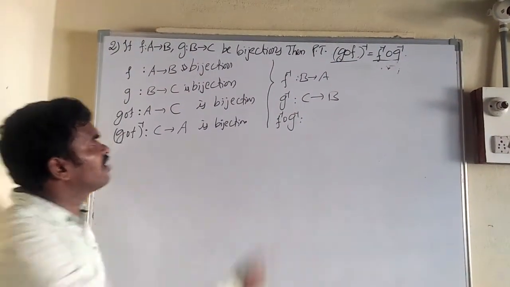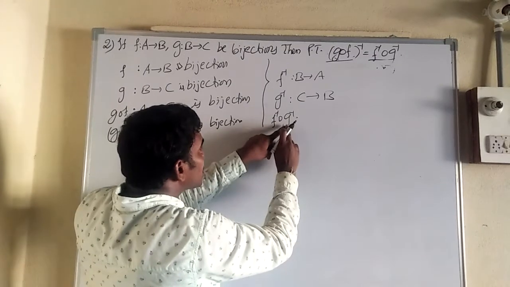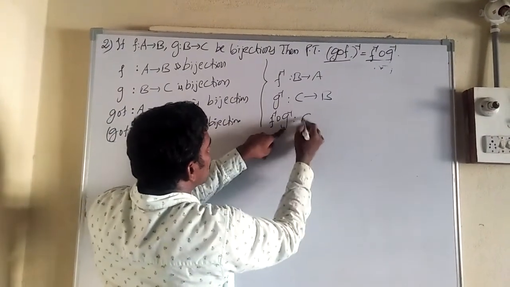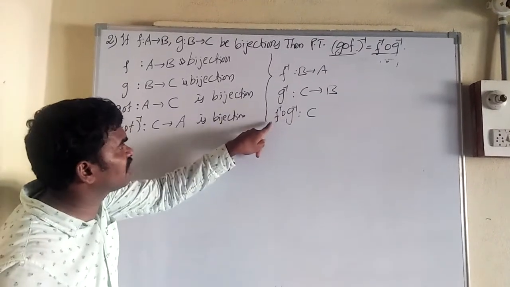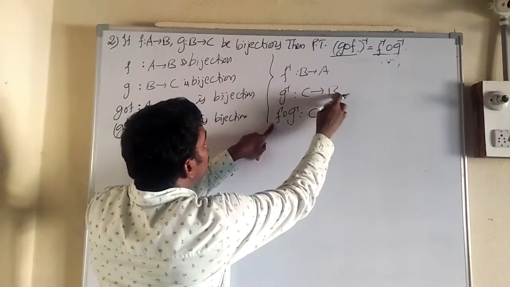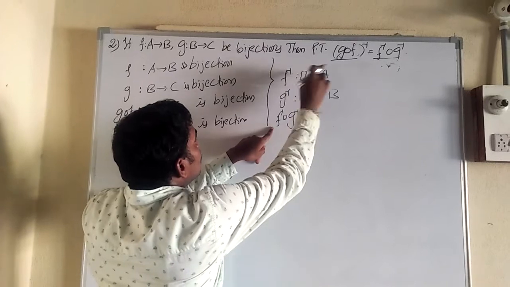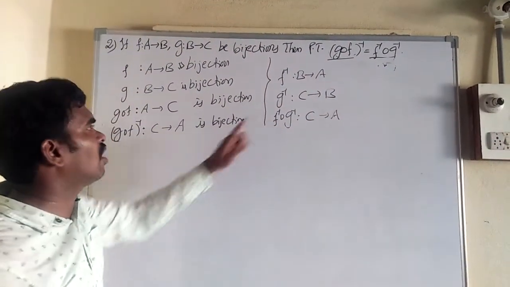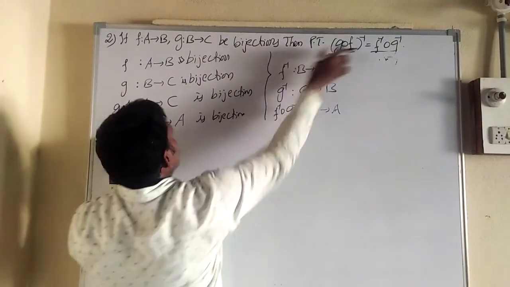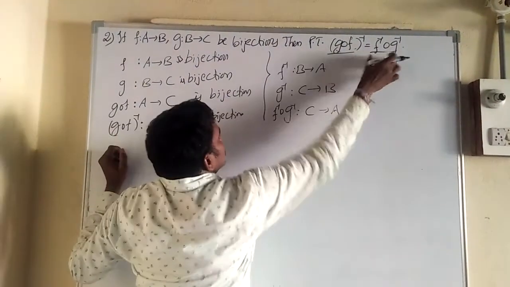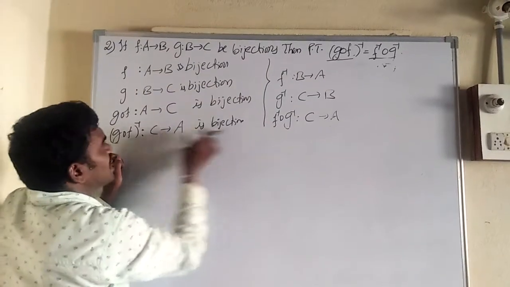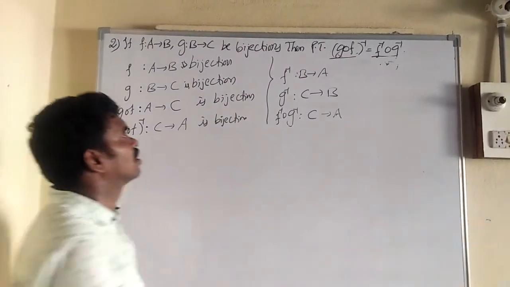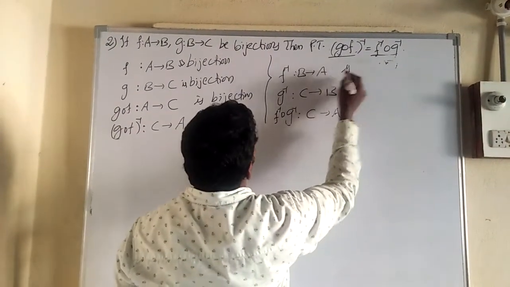Okay? F inverse circle G inverse. So first take G inverse. So what is G inverse? Start from C. Okay, first write down C. Go to F inverse. So C నుంచి B కి వెళ్ళిపోయి B నుంచి మళ్ళీ F inverse లోకి వెళ్తే A కి రీచ్ అవుతుంది. So C to A. Okay, now, whatever G circle F whole inverse and F inverse circle G inverse, they should have the same terms. It should be done, otherwise it is wrong.